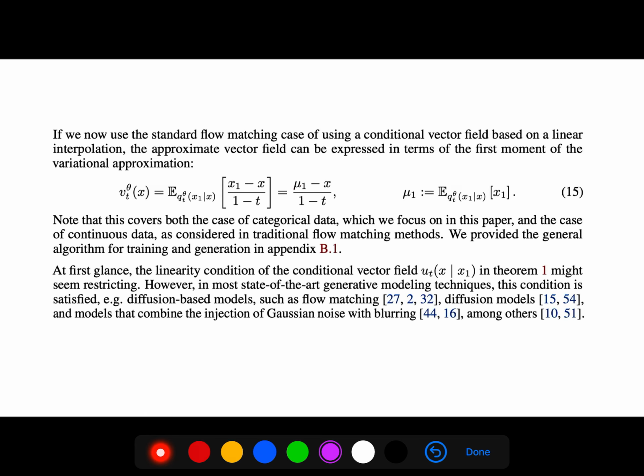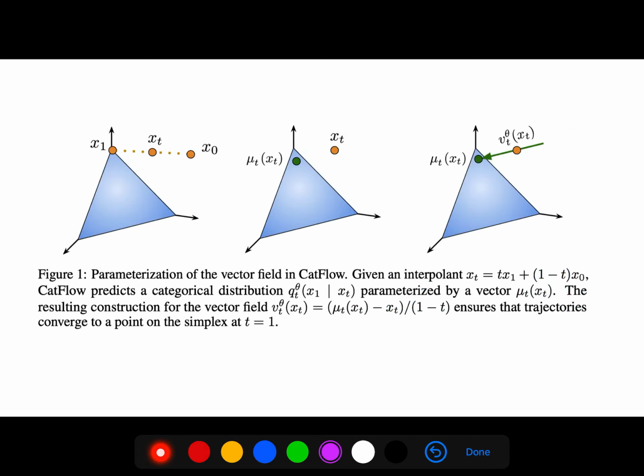So if we now use the standard flow matching case of using a conditional vector field based on linear interpolation, the approximate vector field can be expressed in terms of the first moment of variational approximation. And this is the parametrization of vector field in CatFlow. So this paper introduces CatFlow, categorical flow. So given an interpolant, this is a kind of a stochastic interpolant, and CatFlow predicts a categorical distribution, parameterized by a vector mu.